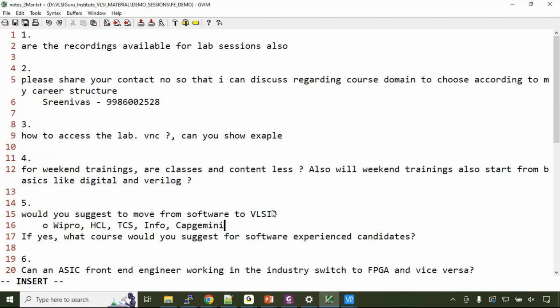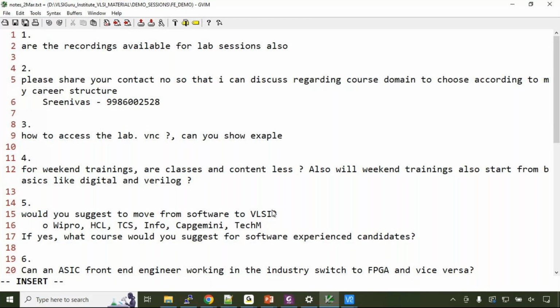If you are working in any company which has got a hardware division, then it's very easy for you to move. Tech Mahindra is there. Another 3-4 companies will be there who have both software and hardware divisions. In those cases, you can easily move.